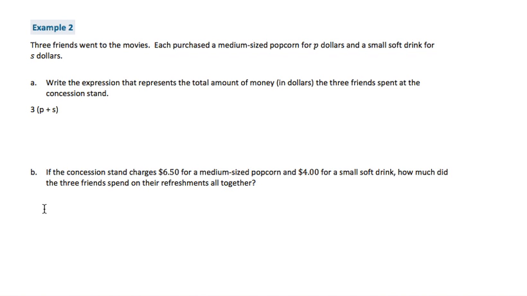Next, in Part B, they tell us that the concession stand charges $6.50 for popcorn and $4 for a small soft drink. And they want to know how much the 3 friends would spend altogether. So we'll substitute 3 times $6.50 plus $4. And then to solve, 3 times $10.50 is $31.50.